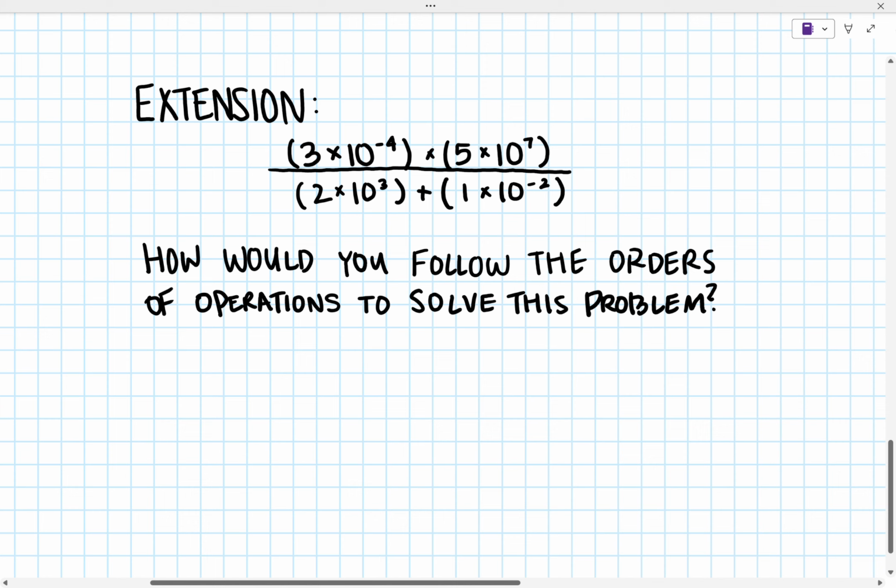And so for our extension, we're going to look at this problem. 3 times 10 to the power of negative 4 times 5 times 10 to the power of 7 divided by 2 times 10 to the power of 3 plus 1 times 10 to the power of negative 2. So I want you to think about how you would follow the order of operations to solve this problem. Think about this, and we will go over this tomorrow in class. Good job, everyone.